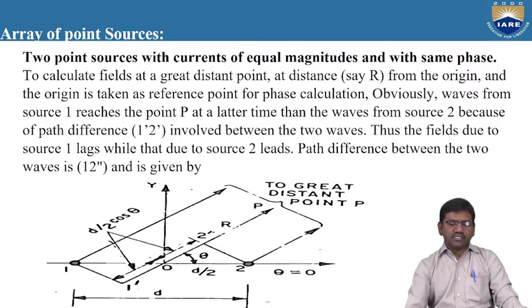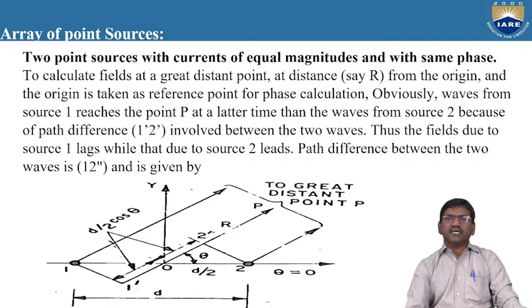Two point sources with currents of equal magnitudes and with the same phase. Whenever we want to find the field strength produced by these 2 point sources, we should know that every point source will produce some amount of field strength. What is the field strength produced by point source 1, and what is the field strength produced by point source 2? The summation of the field strengths produced by points 1 and 2 gives the total field strength produced by the point sources arranged in the form of an array.